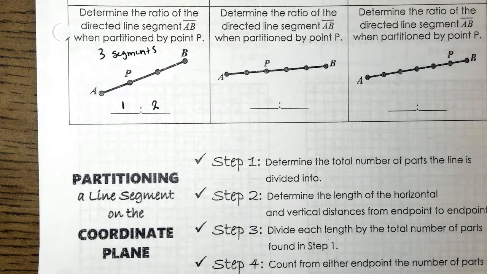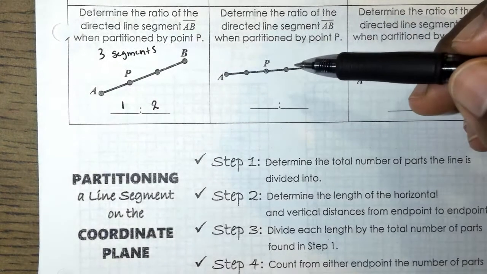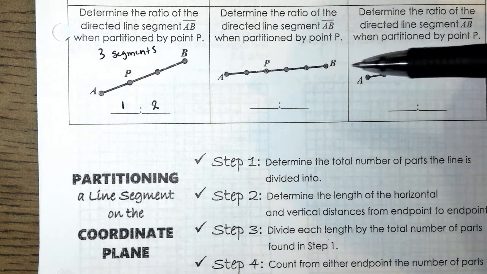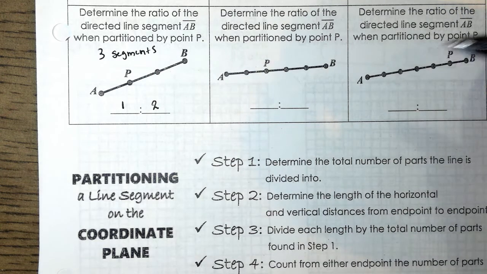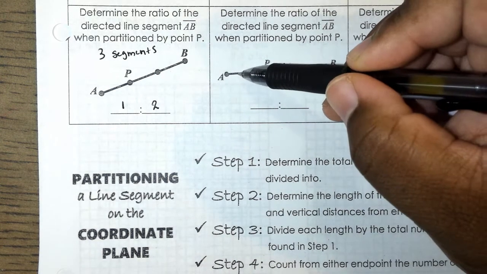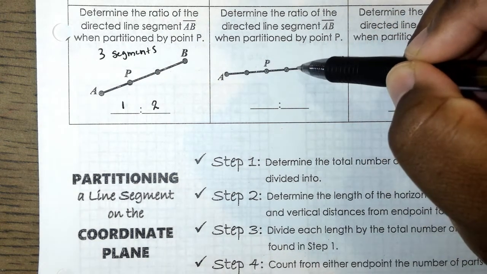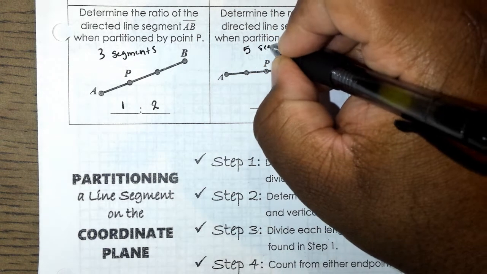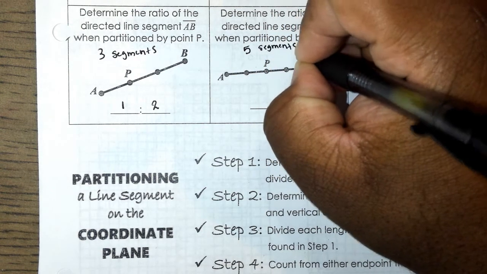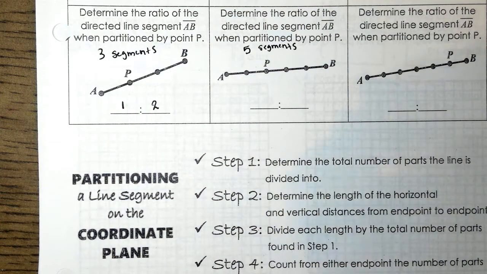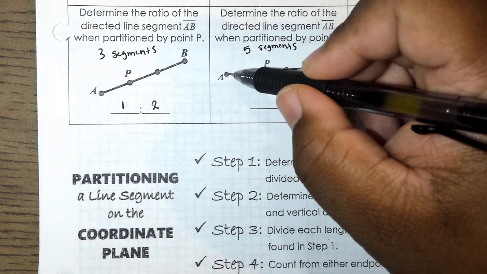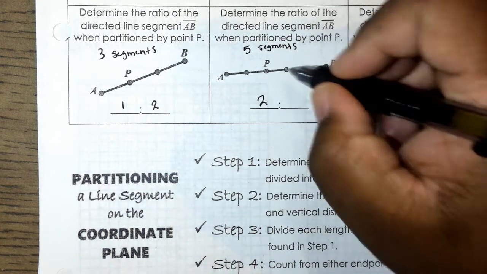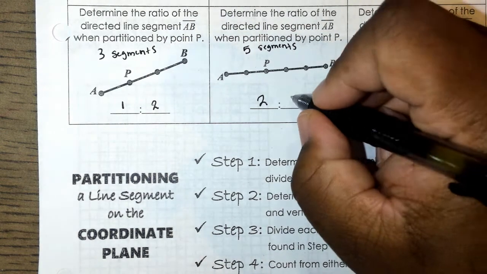The second one, they want to see the ratio for this line segment that got partitioned. Looking at it, I count 1, 2, 3, 4, 5 segments. And then from there, let's see how they partition this. They partition it 1, 2 to 1, 2, 3.